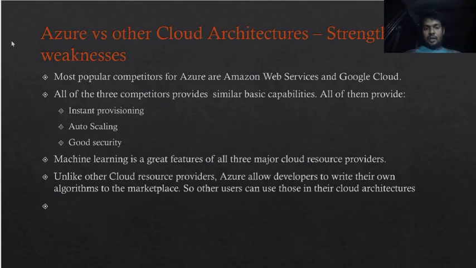When we compare Azure with other most popular cloud providers such as Amazon Web Services and Google Cloud, all of them provide similar basic functionality like instant provisioning, just register and get the resource, auto scaling, good security, machine learning. Unlike the others, Azure developers can write their own algorithms and put them into the marketplace.